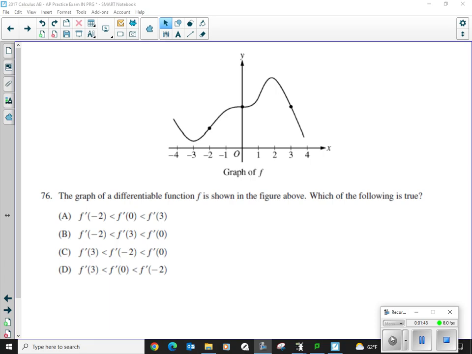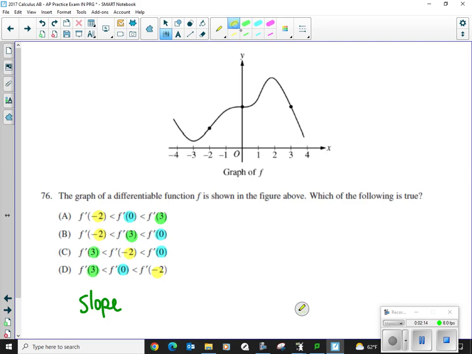And it looks like we have derivatives. Remember, derivatives are the same thing as slope. So we're going to compare all of our slopes. All right, looks like the slope at -2, the slope at 0, and the slope at 3. We're just going to compare these things.